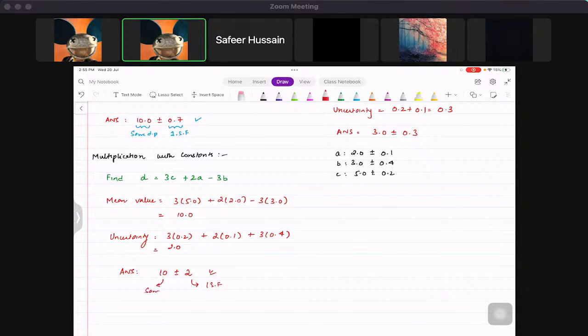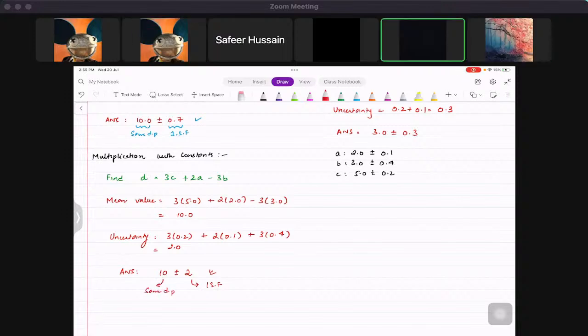So why won't we write 10.0 and 2.0? Because uncertainty always has to be in one significant figure. And then whatever the decimal places in uncertainty are, it should be the same in the answer, like the mean value. Because there were no decimal places, I wrote 10. Is it clear? So that's the rule. Should remember. Yes.